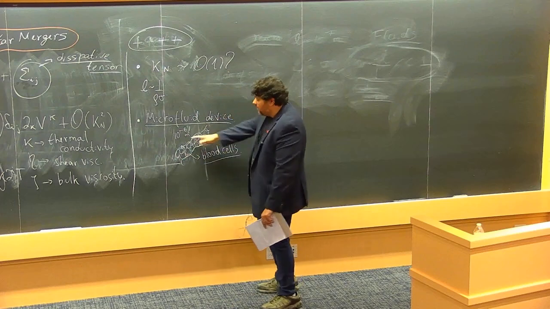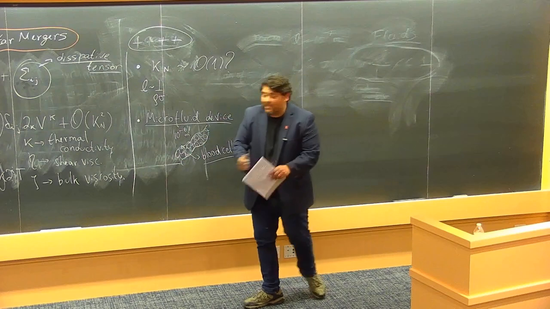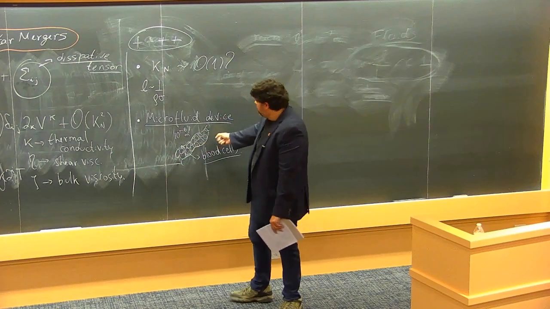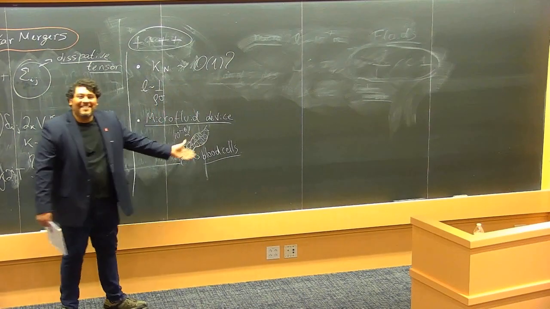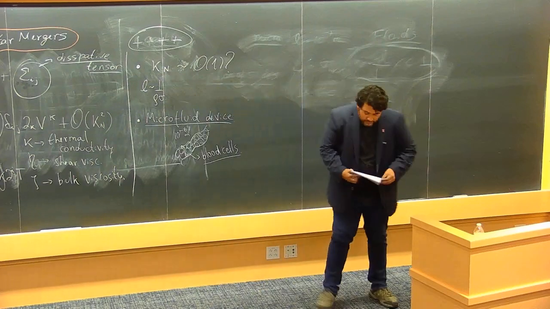But the blood cells basically have the same sort of scale. So for these things, the Knudsen number is of order 1. So this is important for those type of devices. It could be important for us, and maybe this will save our life someday in one of those devices.